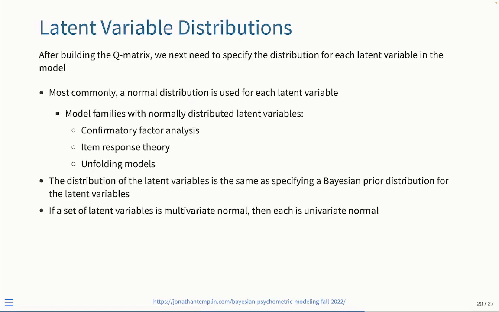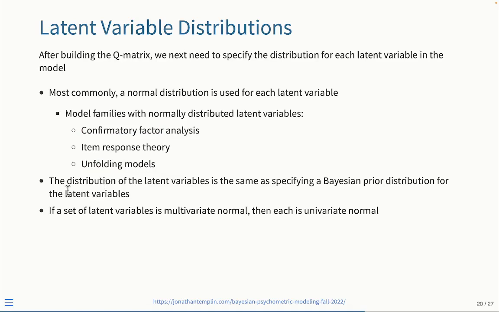So now we have to specify the distribution for each latent variable after we've figured out the Q matrix. And typically, the most common distribution you see is a normal distribution. Model families with normally distributed latent variables include confirmatory factor analysis, item response theory, and something called unfolding models, which we won't cover much in this class. Typically, you don't see many other distributions. I'll talk about a few cases on the next slide.